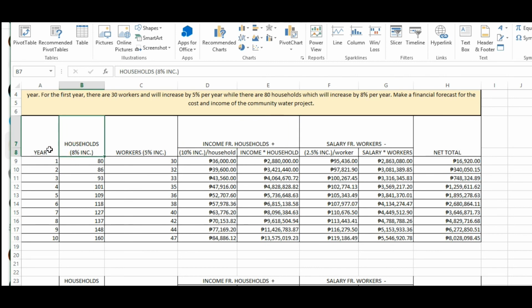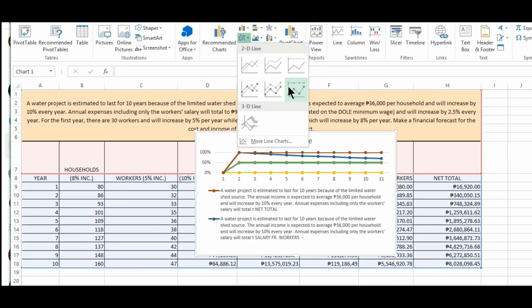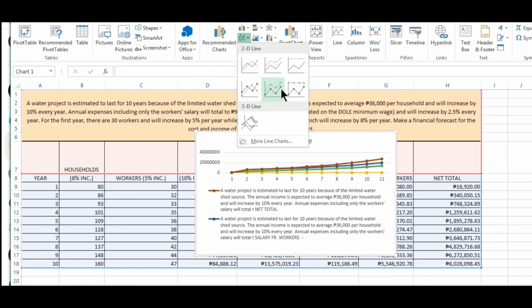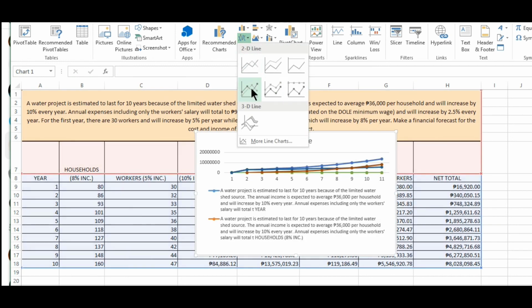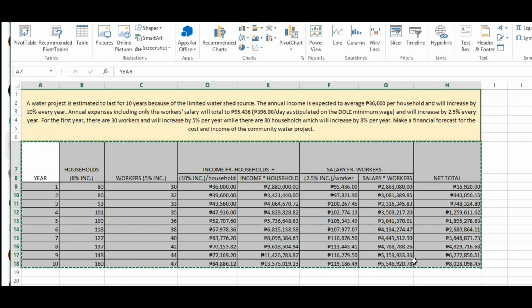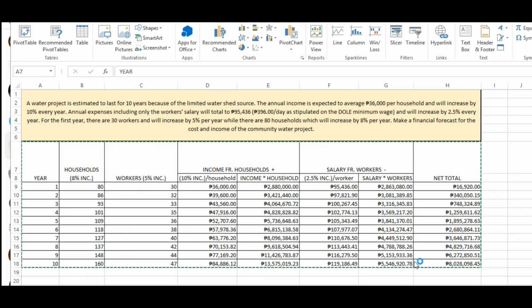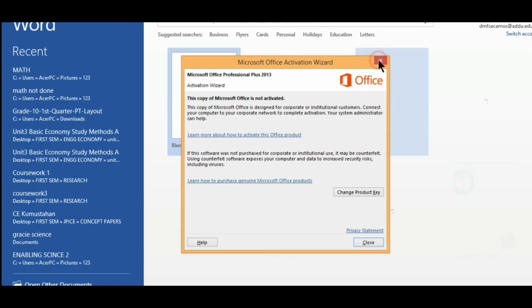Or ang best talaga na mai-recommend ko for the graph for this problem is ito siya. Ito ang line graph. Yeah, line graph. Kasi as you can see, may tatlong colors siya na magsasabi na ito yung salary from workers, ito yung net total, ito yung isa. Ayan siya. So, you can copy this one. For example, we'll copy this one, ha? We'll copy that one to the Word. Example, sa Word yung instruction ng professor nyo. So, you can copy that one to the Word.